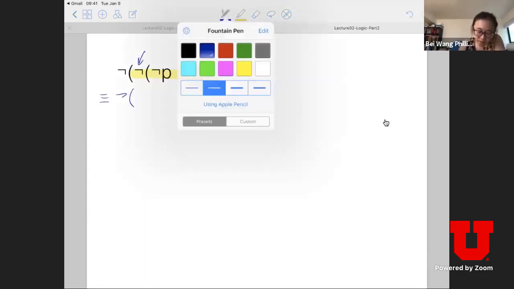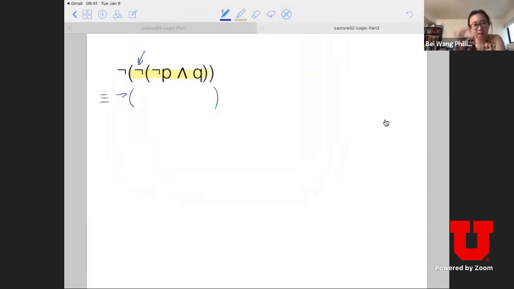When I bring this inside, remember, whenever I bring the negation inside, I need to flip the arrow direction. I'm going to write this step by step. If I bring this inside, this becomes negation of P, and then negation of Q. And then because I'm bringing the negation inside, the AND operation becomes an OR operation. So that's what I have.